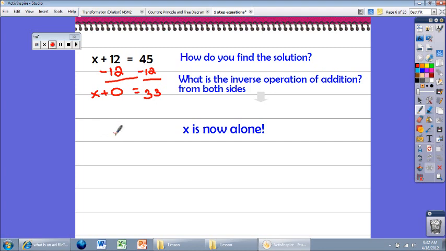Now I don't have to write x plus 0 because my identity property of addition says if I add anything to 0, I'm going to get the same thing, so I can just write x. So now I have x equals 33. Now x is alone, so that's what I think my answer is.